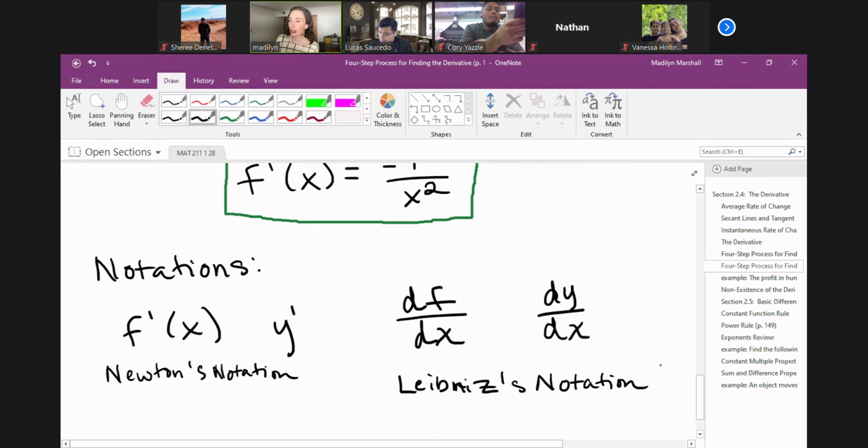This notation is nice because it clearly tells us what is changing in relation to what. It's sort of like our slope notation: a change in the y divided by the change in the x. So it tells us what our function is divided by what we're taking the derivative with respect to, which is important when we have multiple variables, which we will at the end of this term.